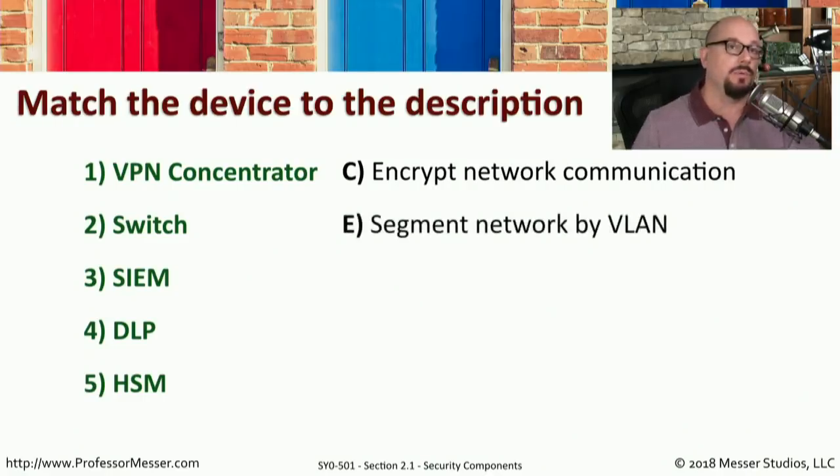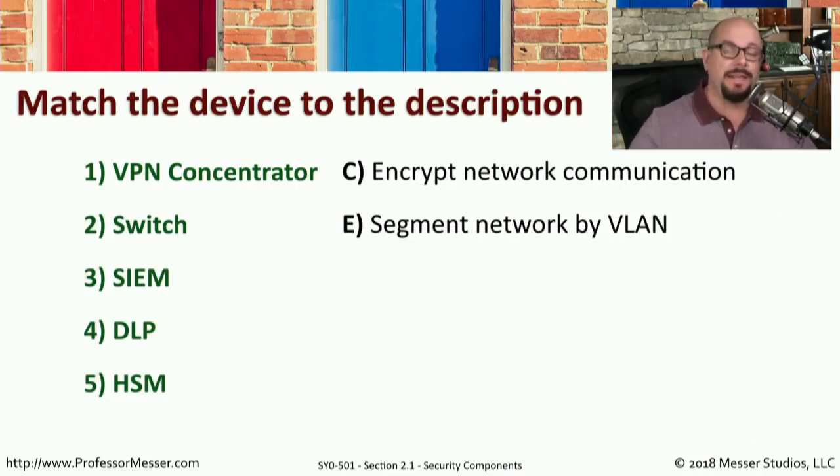Let's look at the second one, which is switch. Switch is matched with E, segment the network by VLAN. Segmenting by VLAN is a very common way to segment the network, not only for managing different areas of the network. For example, the marketing department could be in one VLAN, the IT department could be in one VLAN, and shipping and receiving can be in one VLAN. So there's that perspective of just keeping things organized, but also there is a security component to this.